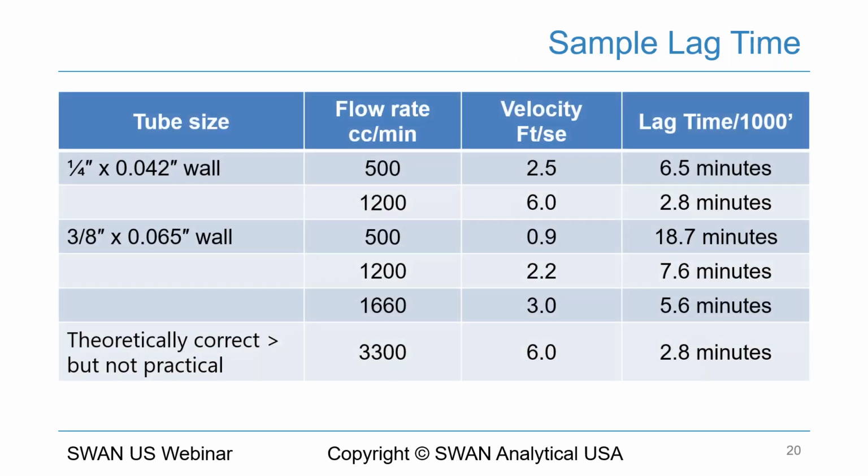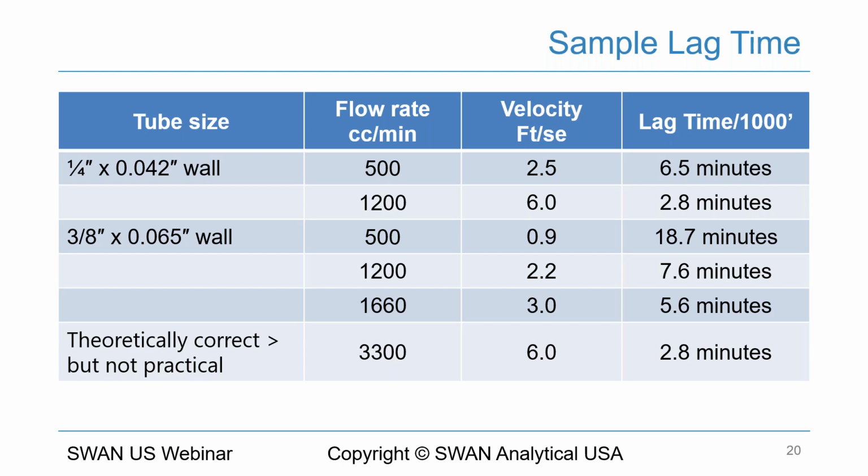So the other thing we need to be cognizant of is the sample lag time. So we start out here with the 1/4-inch tube. At 500 cc's, you can see, one, our velocity is too low. We're in that deposition state. And two, we take 6.5 minutes to transport that sample 1,000 feet. At the 1,200 cc's, we're now at the velocity we want, and our transport time is 2.5 minutes or 2.8 minutes.